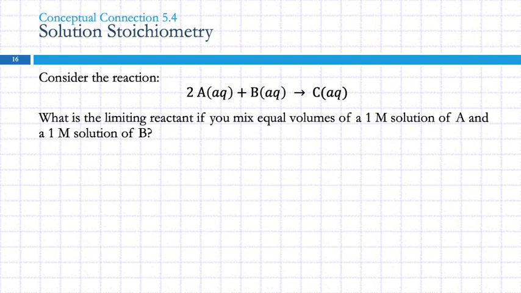So this one's conceptual. We shouldn't have to do a lot of math. Consider this reaction, 2A plus B forming C. What is the limiting reactant if you mix equal volumes of a 1 molar solution of A and a 1 molar solution of B? If you have equal volumes and their concentrations are the same, what could we say about the number of moles?